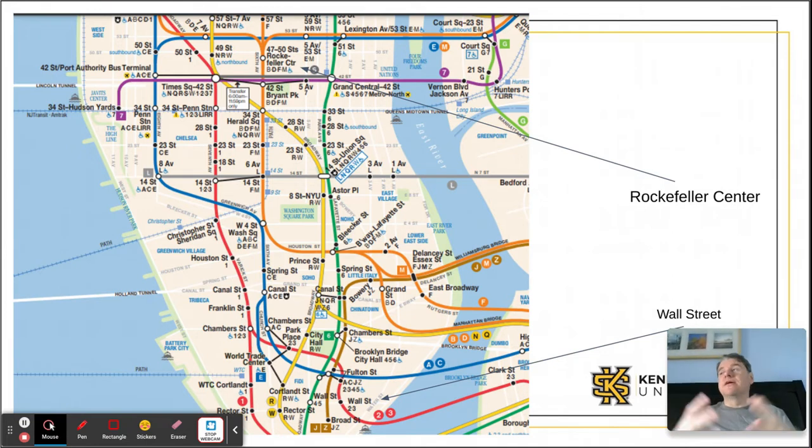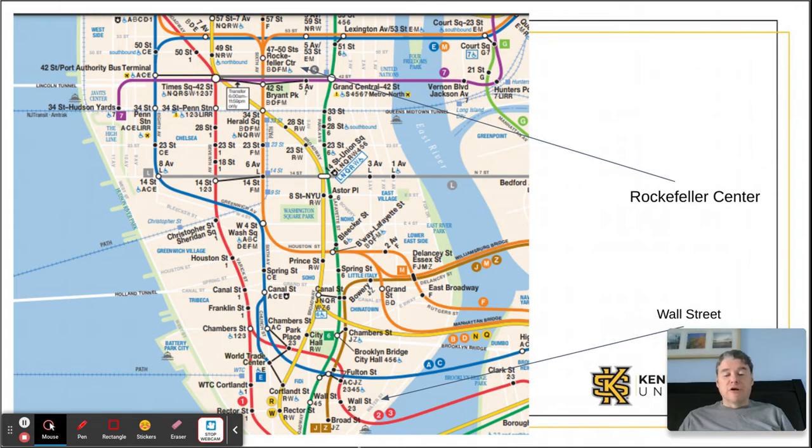So we're going to do two things. Not only are we going to find a solution to this particular problem of how do I get from Wall Street to Rockefeller, but I want a more general solution of if I give you any two locations, tell me how to get from one to the other. So let's first start off with the current problem.